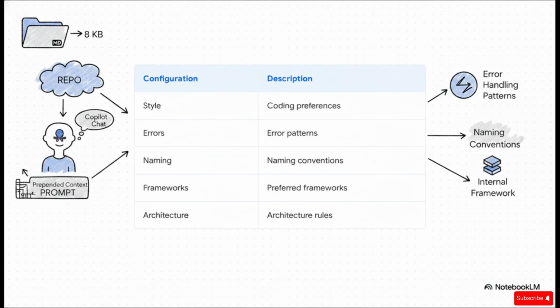You can define exact error handling patterns, enforce specific naming conventions, or tell the AI, "Hey, always use this specific internal framework for data fetching." You're literally turning a generic AI into your team's own custom AI.